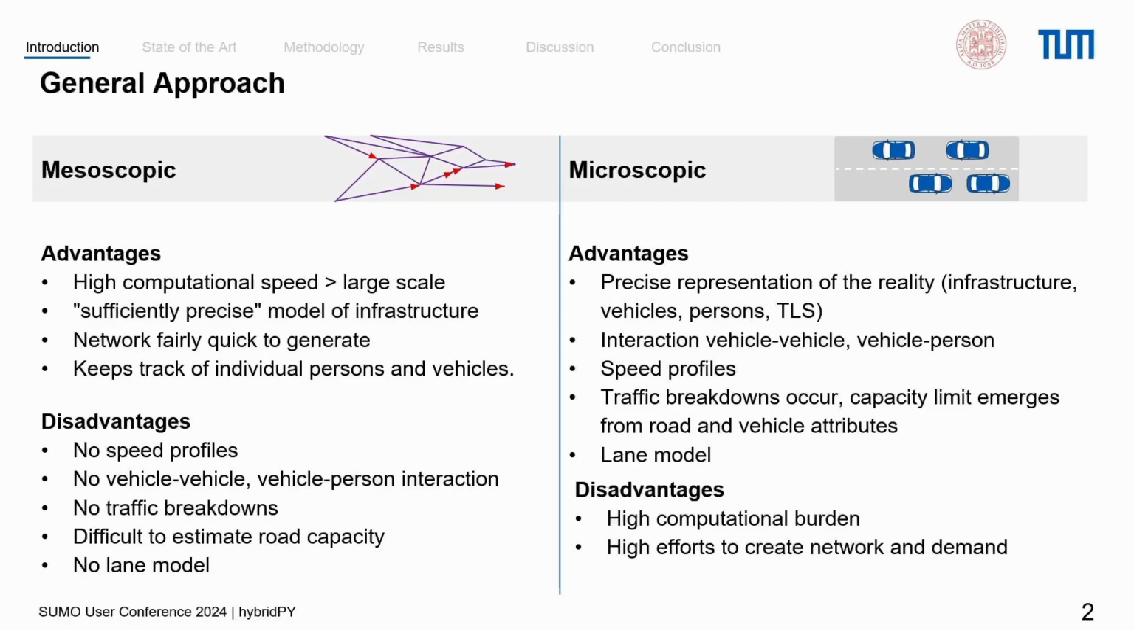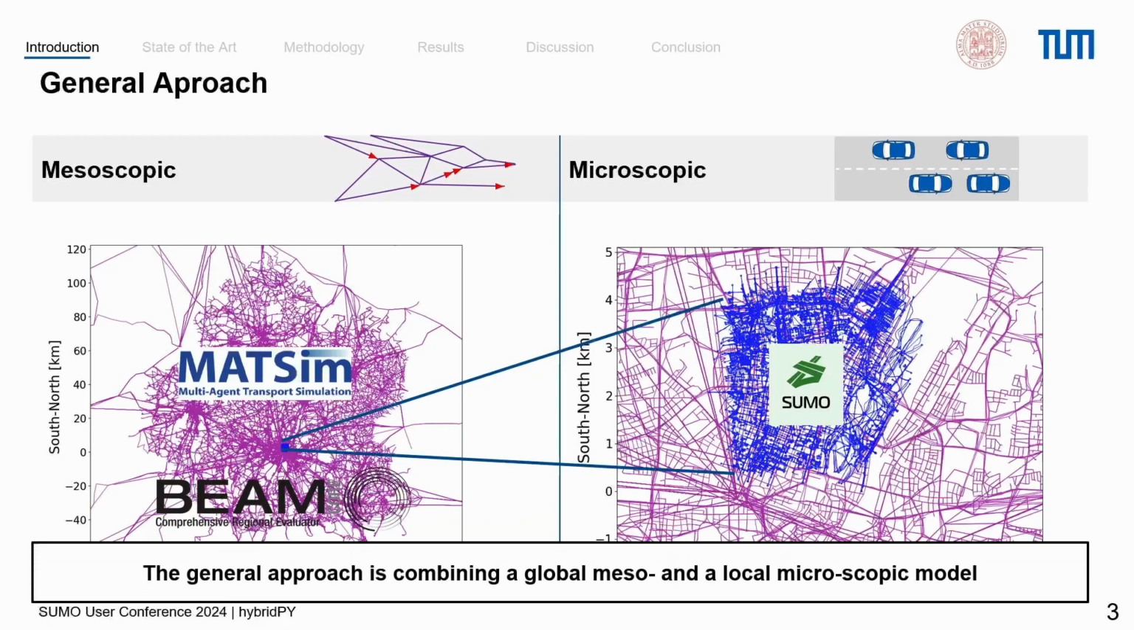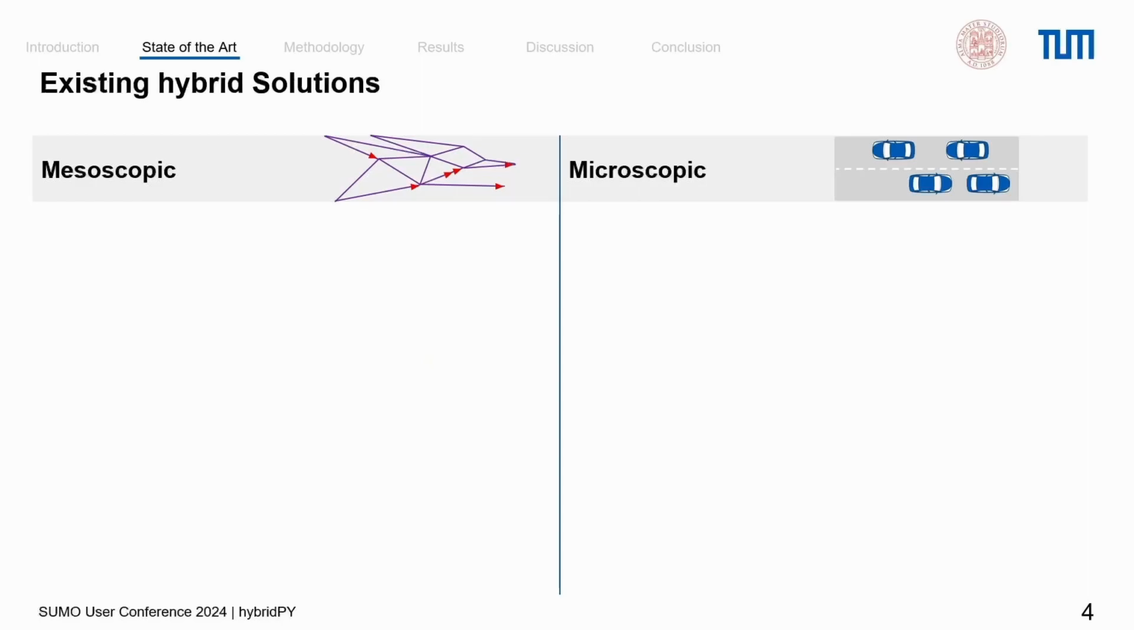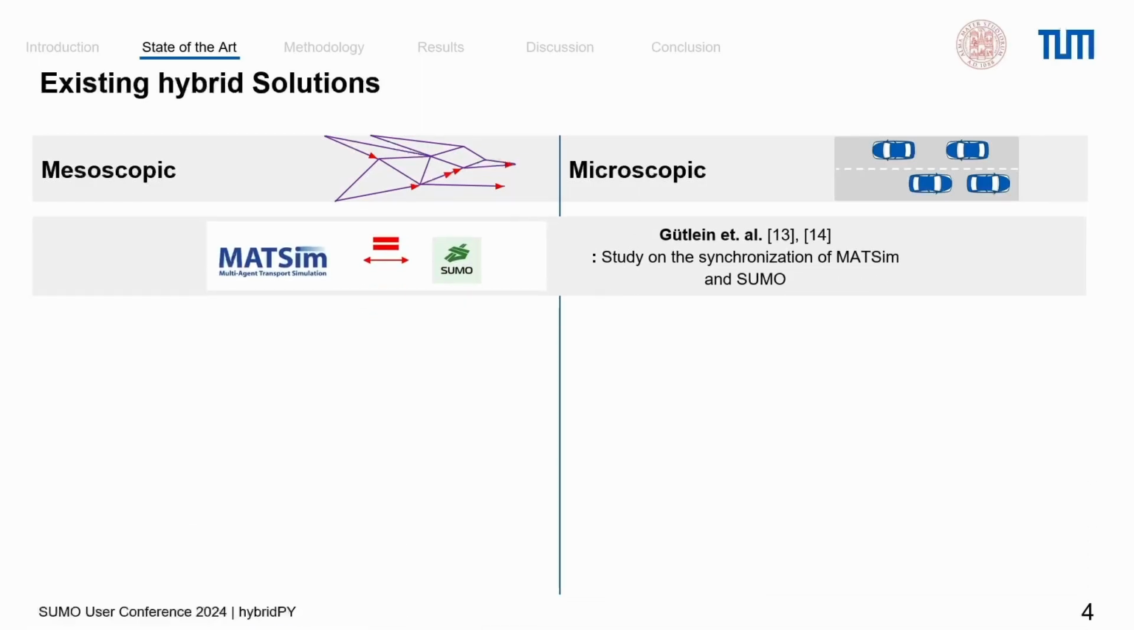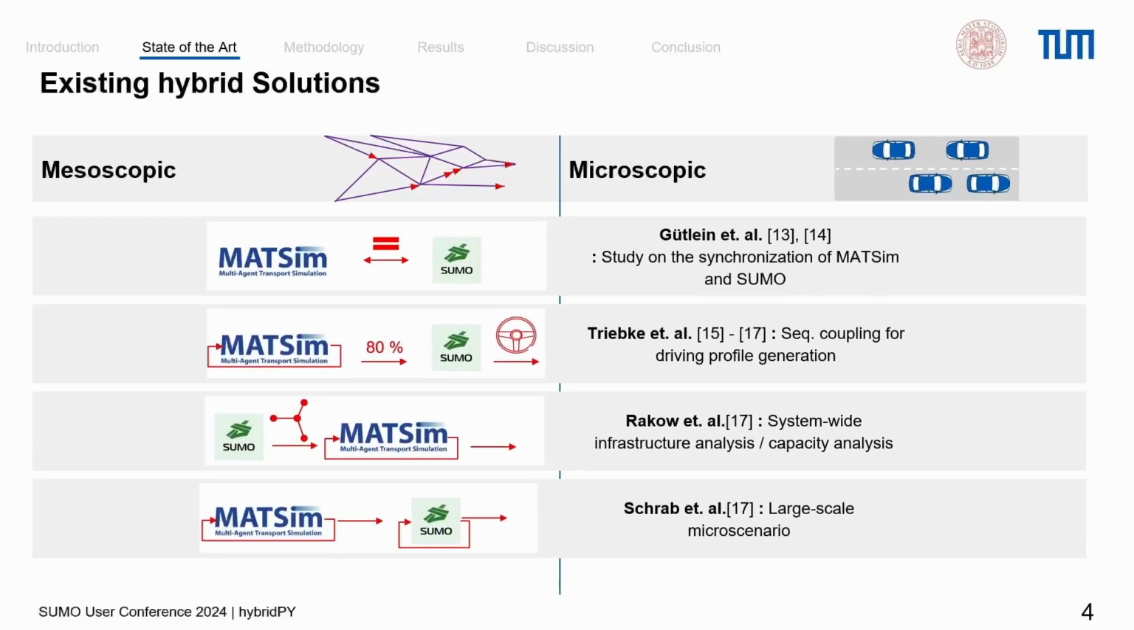Now, the idea to combine both advantages seems very logical. This is actually what we did. So our general approach is that we have a huge mesoscopic network which simulates the whole area, and a partial microscopic network, and we combine those two simulations. The idea of combining two good things to get rid of all the disadvantages is not new in literature. There are some approaches already existing in the literature. Nevertheless, to the best of our knowledge, we did not find any platform which enables both simulations to run.